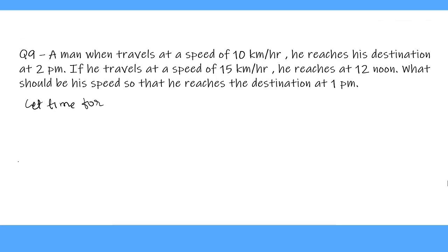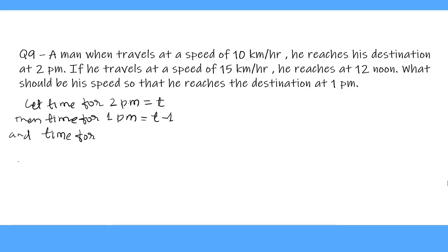Time for 2 p.m. equals t. When he starts at some time and reaches at 2 p.m., then the time is t. Then time for 1 p.m. equals t minus 1, and time for 12 noon equals t minus 2. Now here the distance is the same. So what we write? D equals speed 1, s1 into t1, equals s2 into t2. Also s1 into t1 equals s3 into t3.